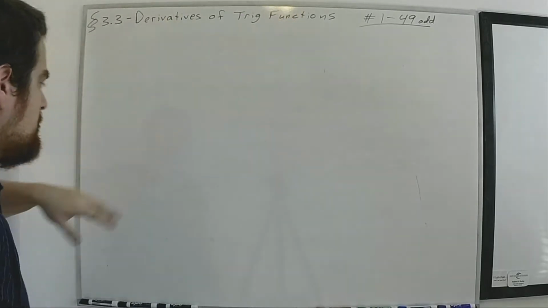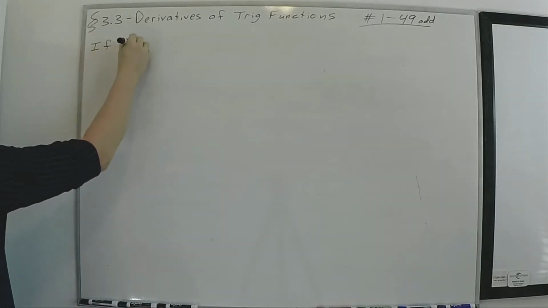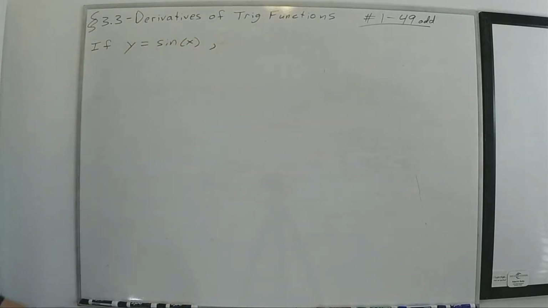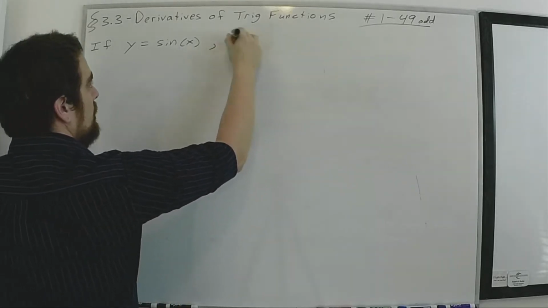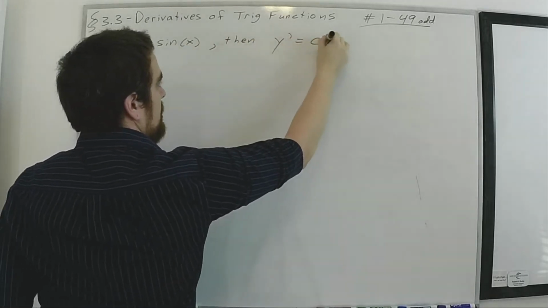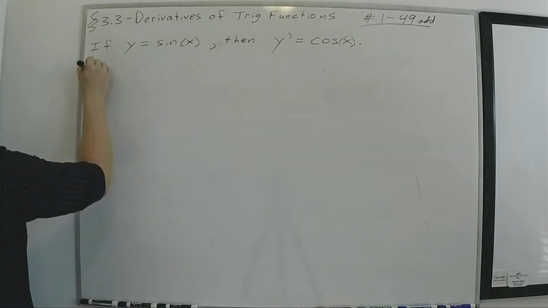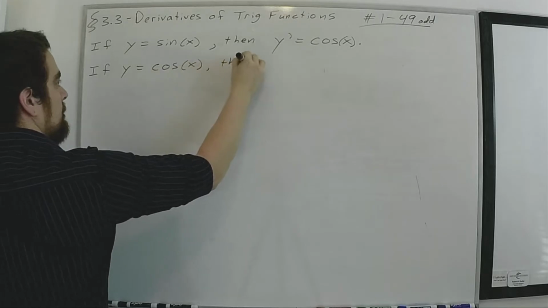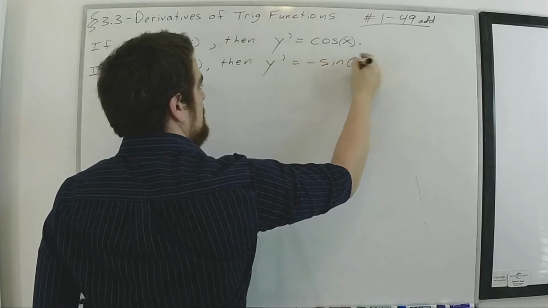So right off the bat, there are 6 trig functions that we are familiar with. And we'll start with sine of x. That's typically one of the nicer ones that we deal with. And if we're looking at the function y equals sine of x, then y prime, our first derivative, is going to be cosine of x. And similarly, if we start with cosine of x for our function y, then y prime is going to be negative sine of x. Watch out because there is a negative involved here.